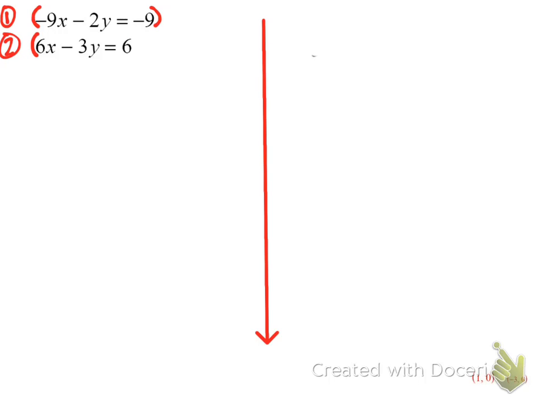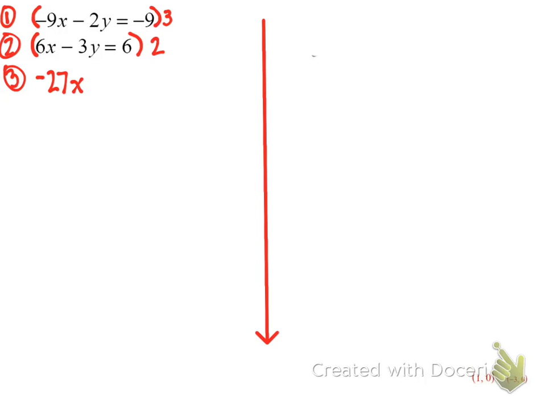Everyone's following along on their whiteboards. On the first equation, we want to ask ourselves, what do I multiply 2 with to get 6? 3. So we're going to multiply this first equation by 3. And for the second equation, what do I multiply 3 with to get 6? 2. Good, okay. So let's start with equation 1. We'll make equation 1 turn into equation 3. So we multiply negative 9 times 3 is negative 27.